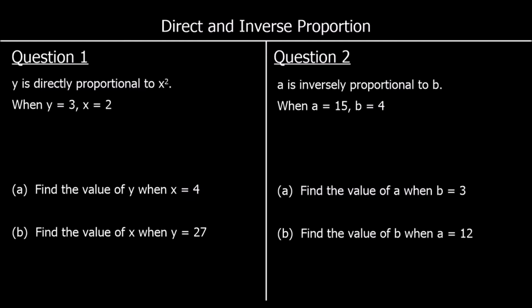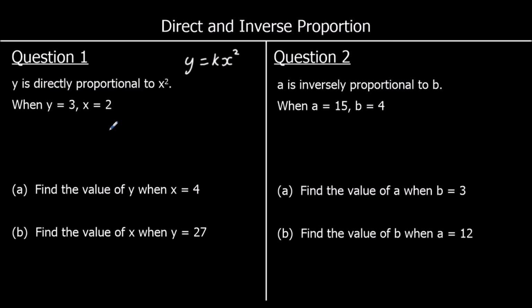Question 1 says y is directly proportional to x squared. So that means the relationship between y and x squared is in the form y equals k x squared. So y is something times x squared. If a is directly proportional to b, a equals k b. If m is directly proportional to n cubed, m equals k n cubed. So a directly proportional relationship is a k times relationship. And k is just a number which we can work out using the information we're given.